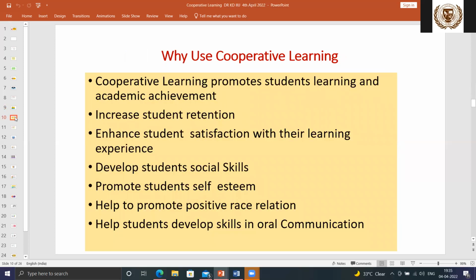Why do we use cooperative learning? It is the most precious question of the day. We are using cooperative learning to promote students' learning and academic achievement, increase students' retention, enhance student satisfaction with their learning experience, develop student social skills, promote student self-esteem, help to promote positive conflict resolution, and help students develop skill in oral communication.